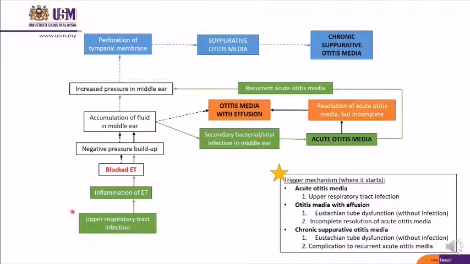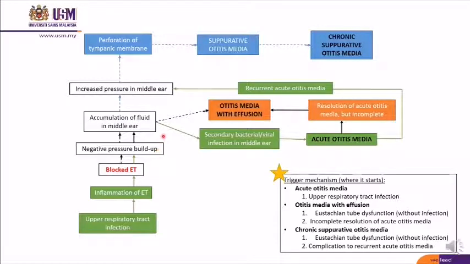Firstly, it can start from an upper respiratory tract infection, which is an acute infection that involves the nose, the sinuses, the pharynx, or the larynx. This eventually causes swelling or inflammation of the eustachian tube. So when the eustachian tube swells, it is not able to function. In other words, the opening and closing mechanism cannot function accordingly. This condition is known as eustachian tube dysfunction, which in turn will cause negative pressure to build up in the middle ear as the air is trapped inside and cannot escape into the nasopharynx.